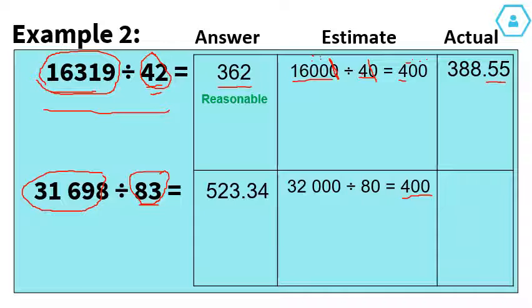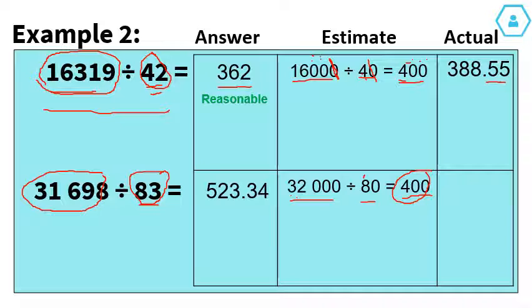Now you can see up here, my answer was also 400 because what's actually happened here is I've just doubled 16, which is 32, and I've doubled the 4, which is 8. So now I've got 32,000 divided by 80, and my quotient is the same as 16,000 divided by 40 because this is just basically doubling. Now here, my answer is 123.34 away from my estimate.